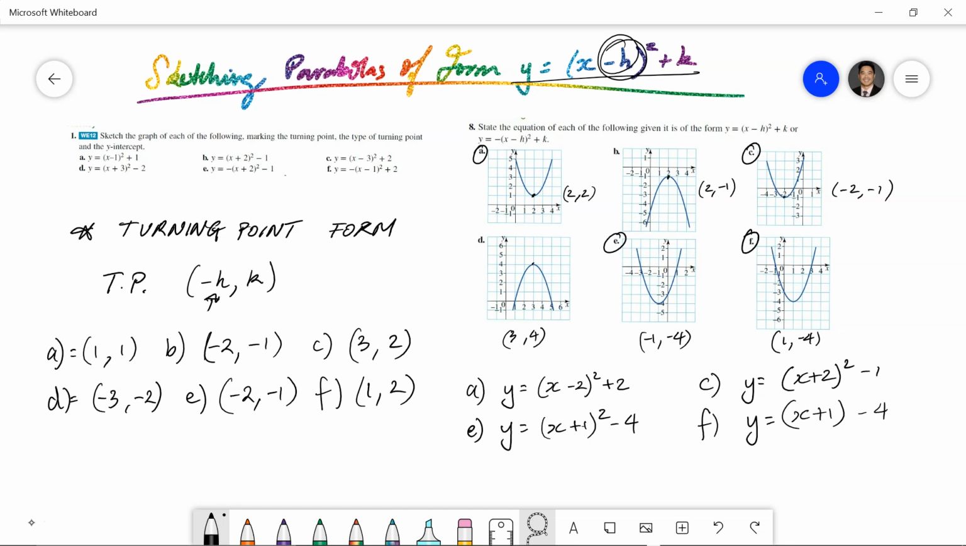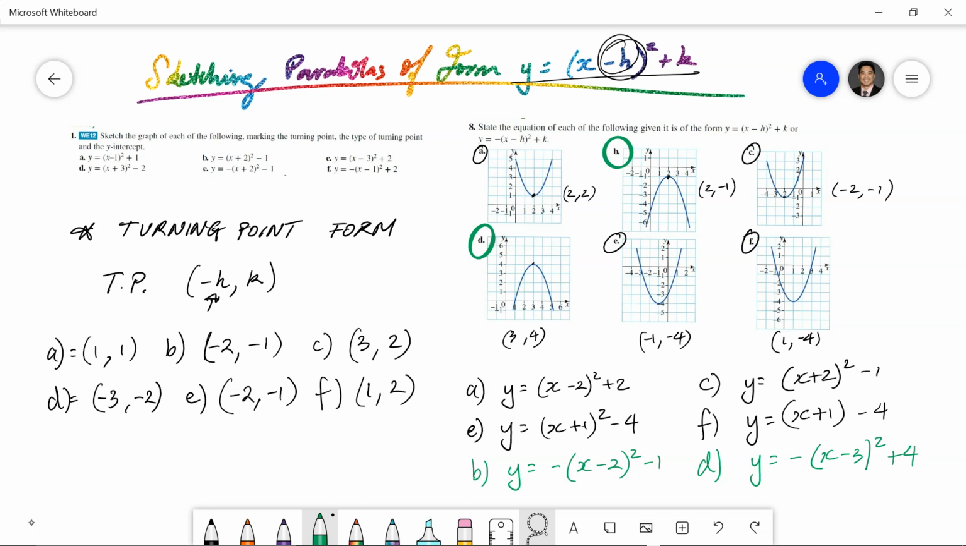Okay, so lastly with B, it is a negative parabola. So B is going to be y is equal to minus x minus 2 all squared minus 1. And then for D, we're going to have y is equal to minus x minus 3 all squared plus 4 as our equations. All right.